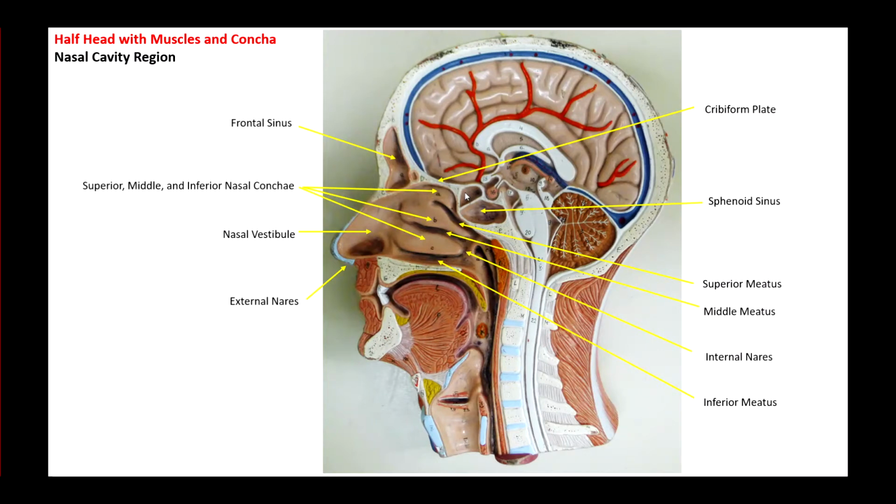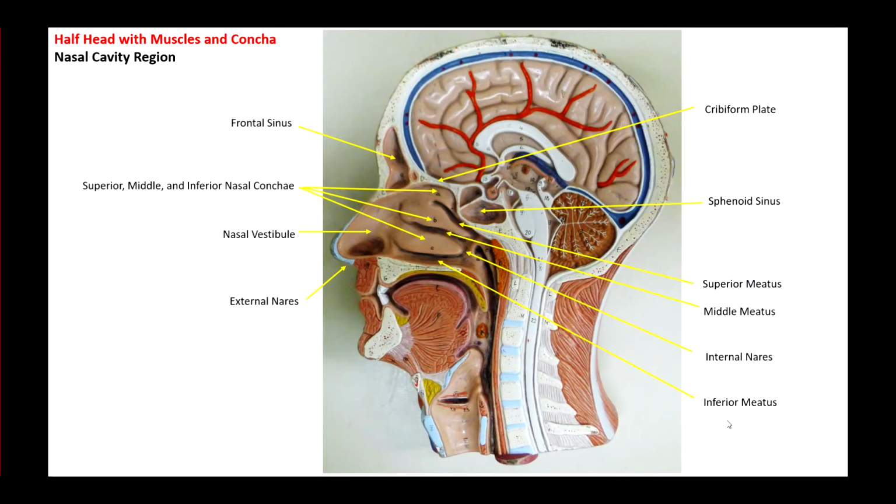Inside the nasal cavity, you're going to see three nasal conchae: the superior, the middle, and the inferior nasal concha. The superior and the middle are actually part of the ethmoid bone, and then this is a facial bone. You should be able to identify those. Between the three conchae are three narrow tubes. One, two, three. These are the meatuses.